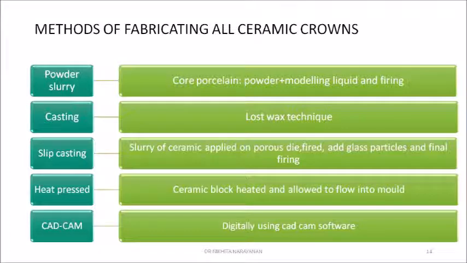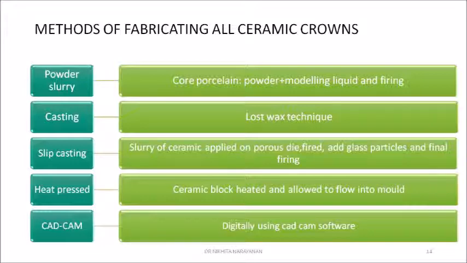In casting, we do the same procedure as we do for a metal. That is the lost wax technique, where we make an impression, make a die, add a wax pattern, and invest the wax pattern to get a mold. The molten ceramic will be added onto the mold, and the ceramic will take up the shape of the mold.